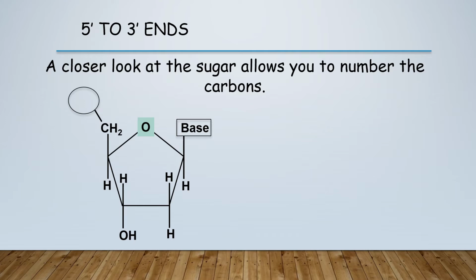So as I mentioned, when we're talking about the nucleotides, we said that there was a 5' end and a 3' end. But what on earth does that mean? Well, let's have a closer look at the sugar to think about numbering the carbon.